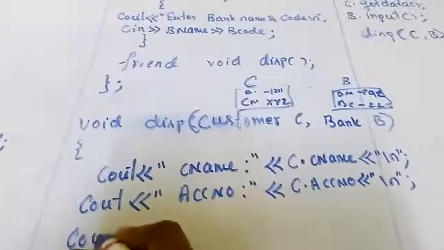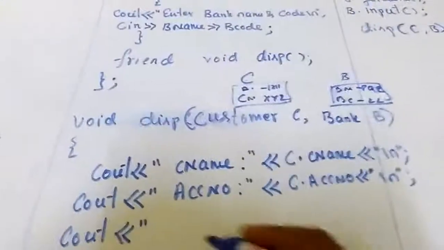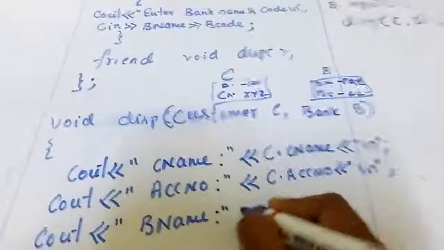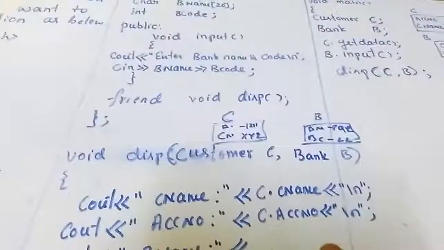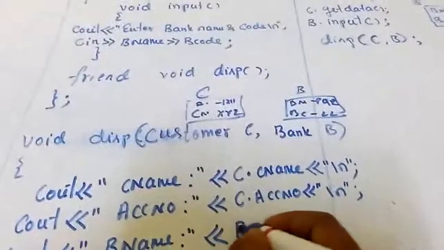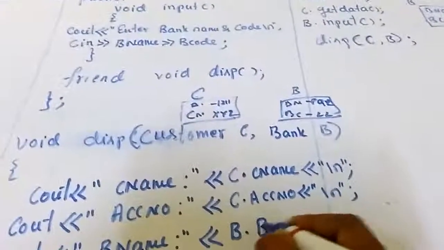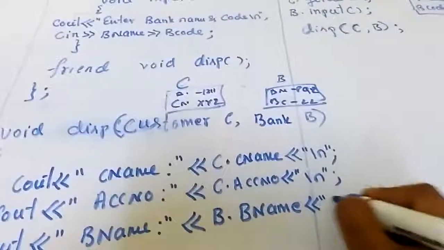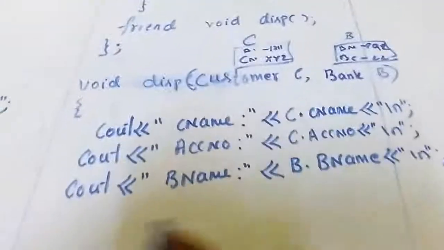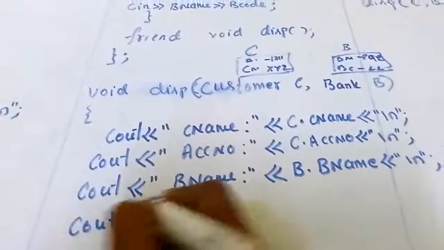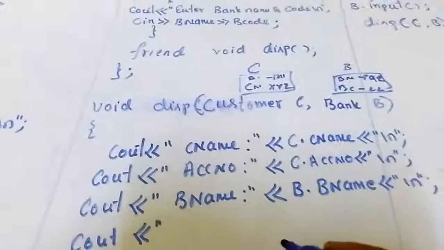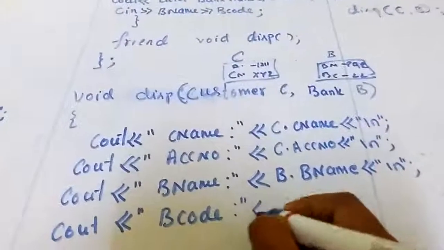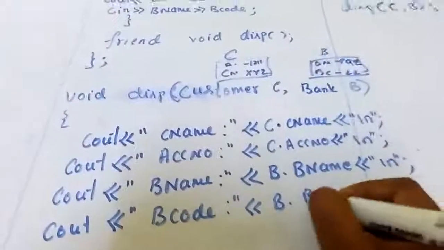And now I want to display branch name colon. It belongs to which class? Bank, isn't it? So b dot b name. From which object am I going to display? B object, \n. Now cout insertion, after that branch code colon b dot b code.